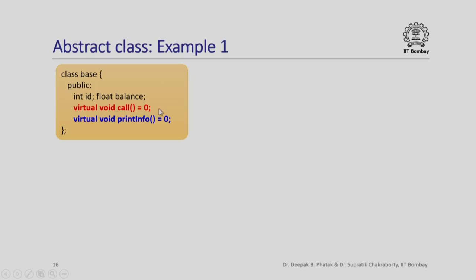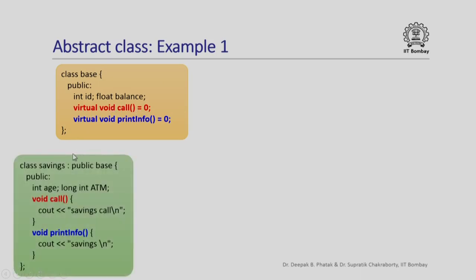We are not going to give a definition of this function in this class, and why is that? Because this is an abstract class, it is always meant to be used as the base class of a derived class, and in the derived class we are going to define what these member functions call and print info are. So a virtual function which is specified like this, the usual virtual function specification and then equals 0, is called a pure virtual function. It does not have a body at all, and it immediately makes the class in which it is defined an abstract class.